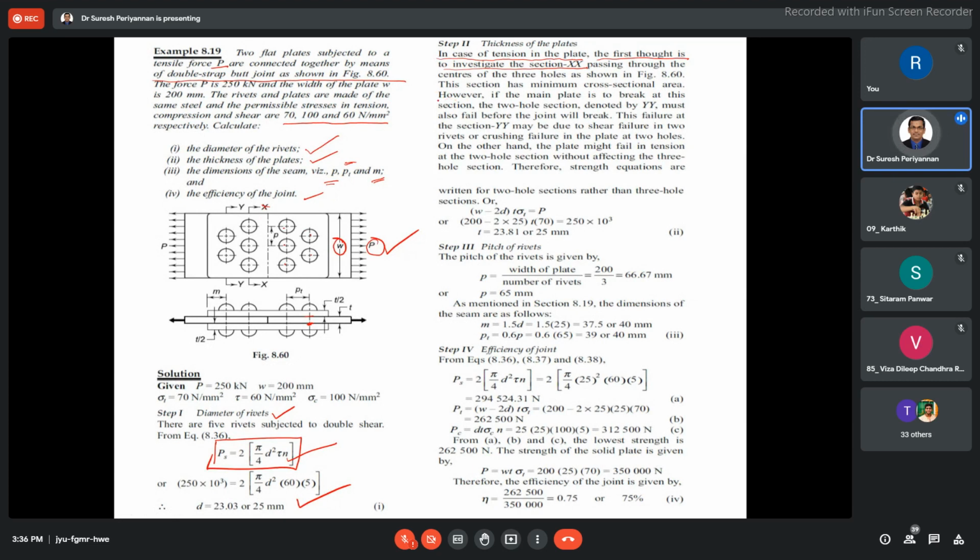Why minimum cross section area? Because at this section 3 rivets are located. If you consider tensile strength, this is the minimum cross section area. This area has more width because only 3 rivets are present here, while more rivets are present elsewhere. That's what we are saying here.